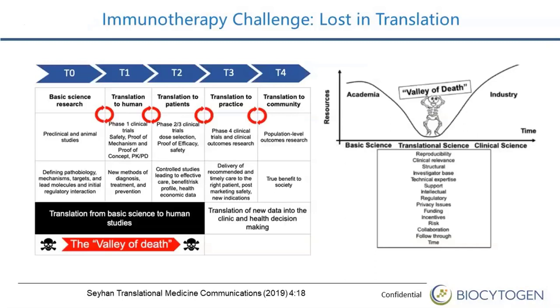Loss in translation can occur at every step from basic science to clinical research, especially between basic science research and clinical phase 1, phase 2, or phase 3 trials. More than 80 to 90% of drug development stops during this stage. We call this stage the valley of death. A bunch of reasons relate to this loss in translation. A critical factor is the animal model.